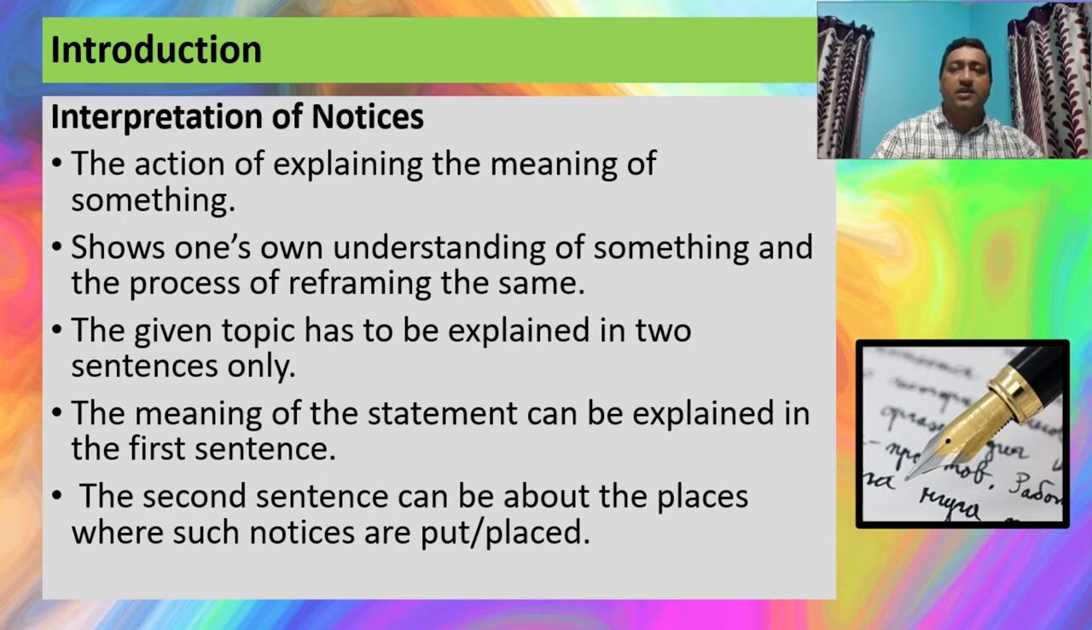For example, you see no smoking, no parking, silent please, walk on pavement, a variety of signs in your society wherever you go. You look at that and you understand it in one way, and then you interpret it in your mind. Here you bring it into a sentence. Therefore, the task that you have to do here is explain the meaning of the sign in one sentence, that is the first sentence, and in the second sentence you should say where that particular notice is found.